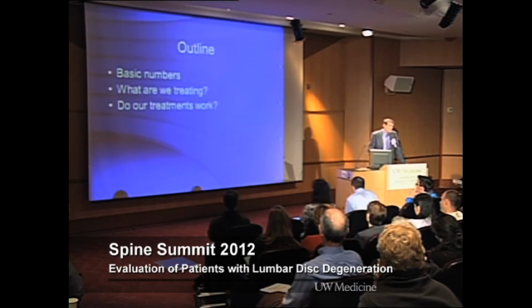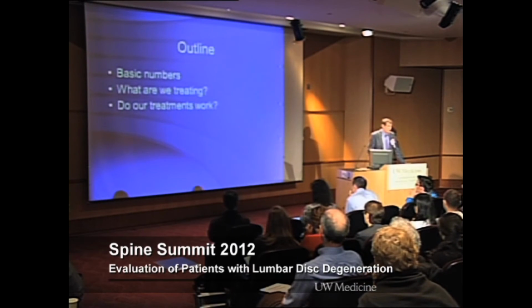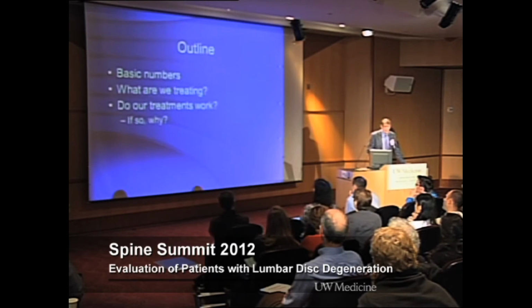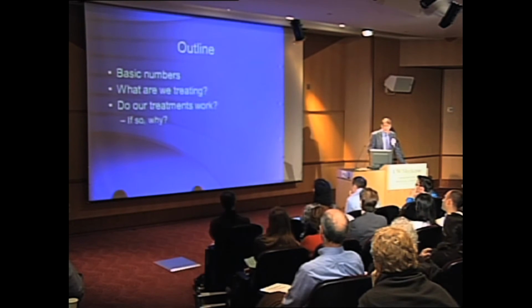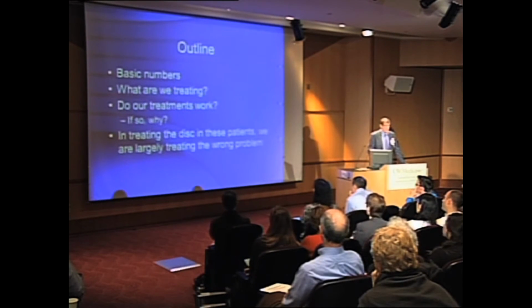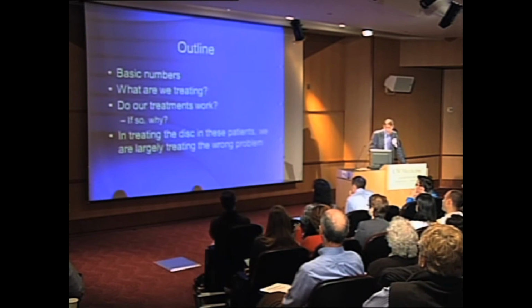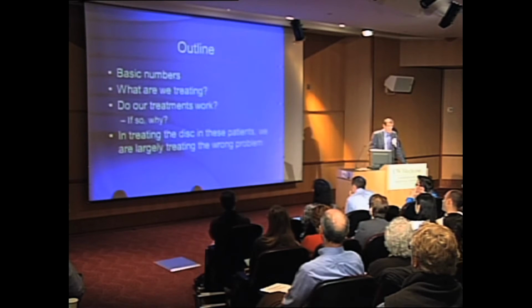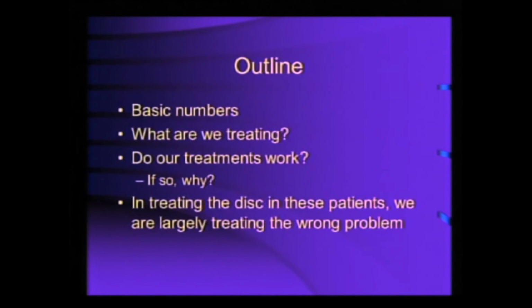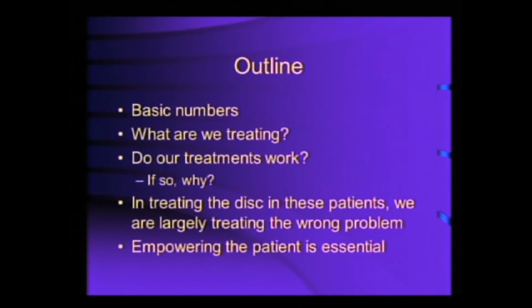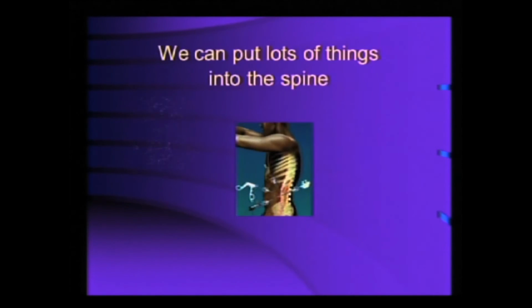We'll go through some data and look at our treatments and do our treatments for chronic low back pain really work? And if they do work, why do they work? And fundamentally, we're trying to say a couple of different things. One, a bit anathema. You also have to identify potential barriers that you're going to run into. So depression, in treating the disc, getting these patients with chronic low back pain, we're largely treating the wrong thing. Catastrophizing. These come up over and over and over again. And empowering the patient is key, if they exist, because they predict a poor outcome.